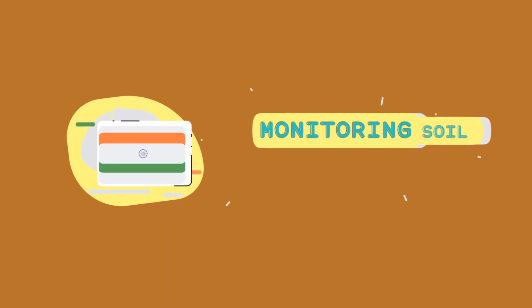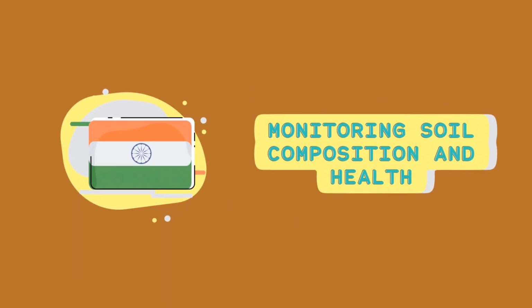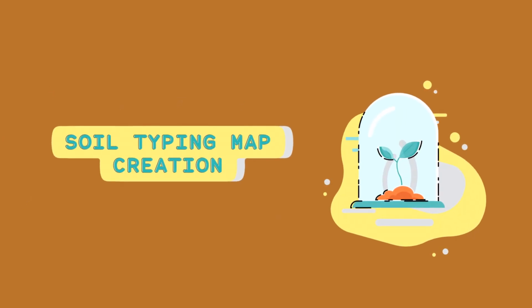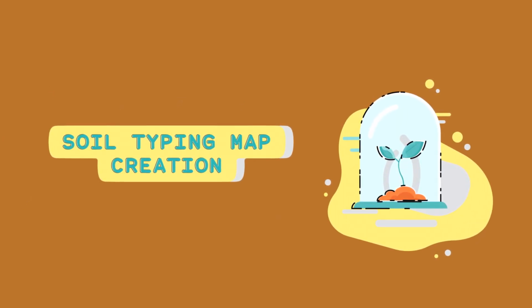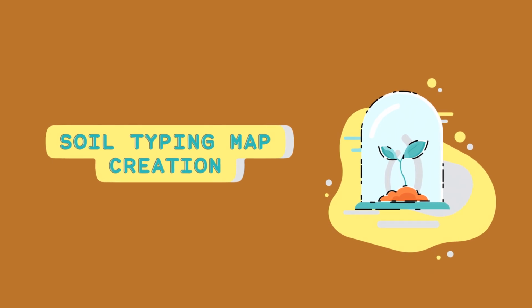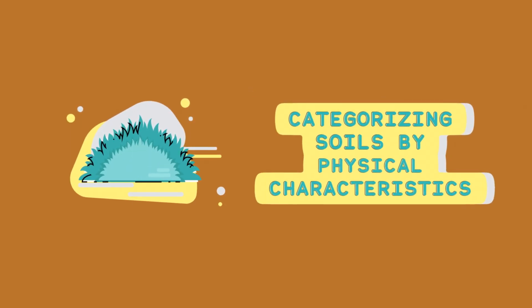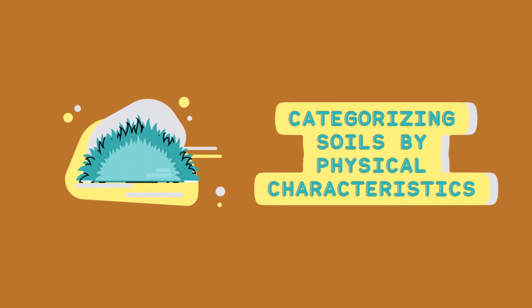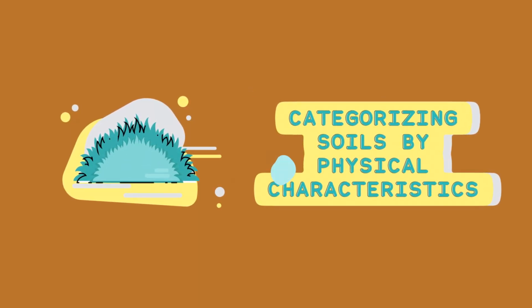3. Soil surveys. Detailed mapping, creating maps that show the distribution of different soil types and their properties within a specific area. Soil classification, categorizing soils based on their physical, chemical, and morphological characteristics.